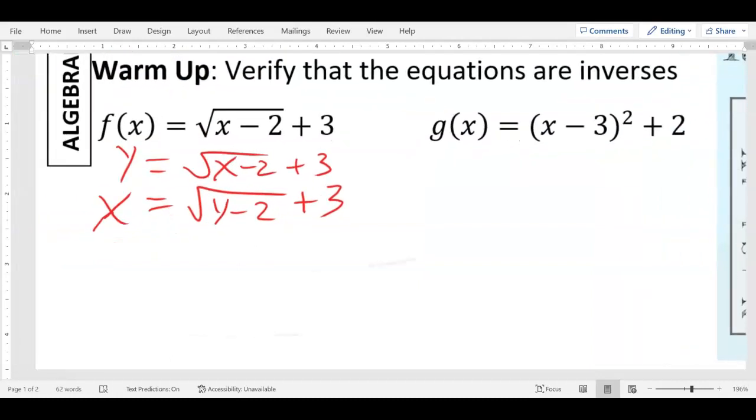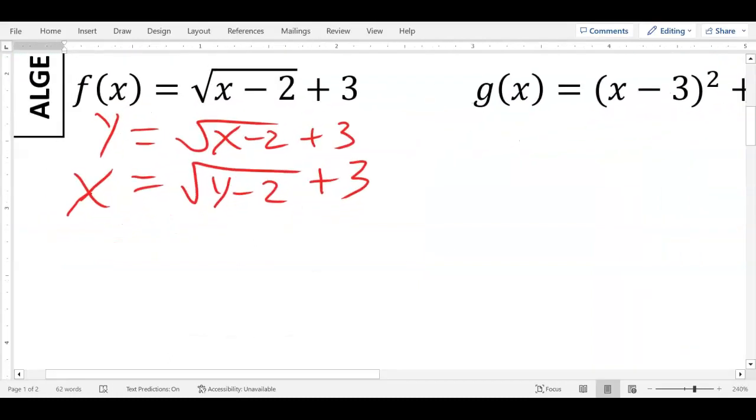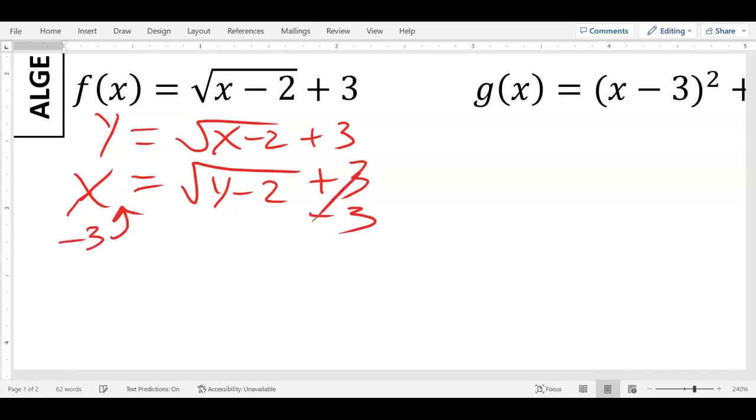If I'm solving for y, I need to get rid of what first here? What do you think? So 3. To get rid of a plus 3, we subtract 3 on both sides. It's going to go after that x. So x minus 3 equals square root y minus 2.